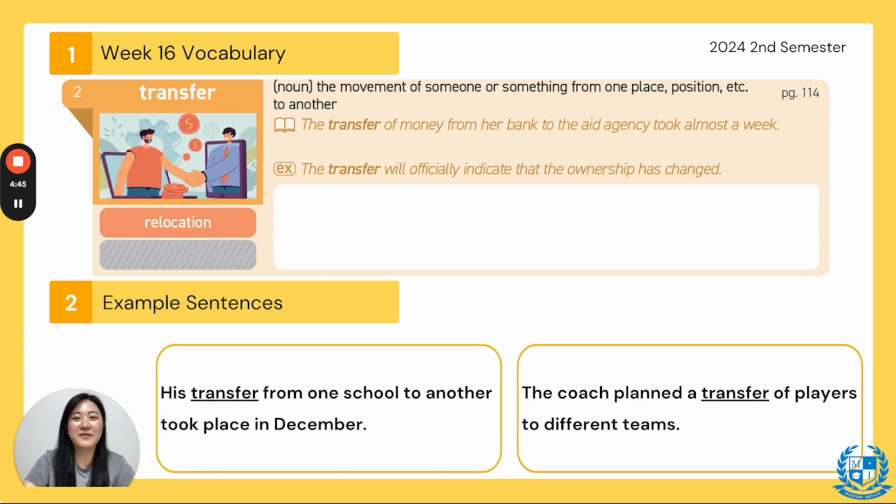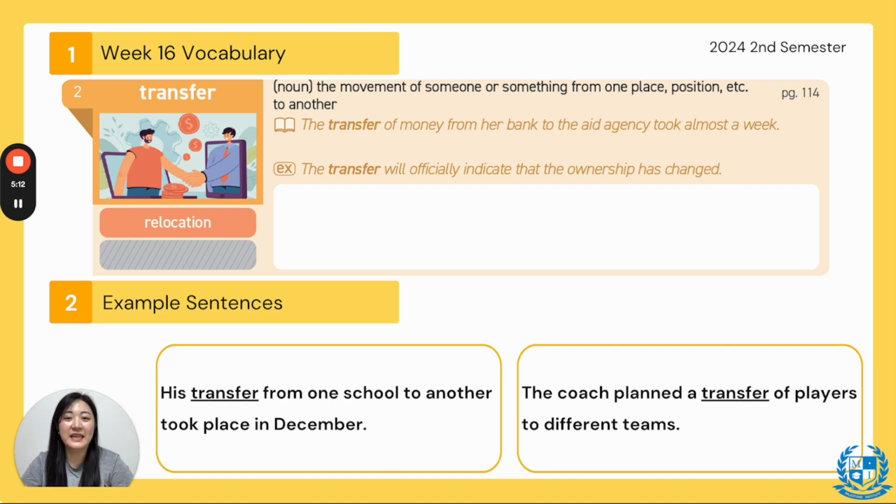Number 2, everyone say transfer. Transfer. The synonym is relocation, and the part of speech is a noun. It means the movement of someone or something from one place or position to a different place or position. So we're transferring from here to over here. But let's look at the sentence from our TED Talks.